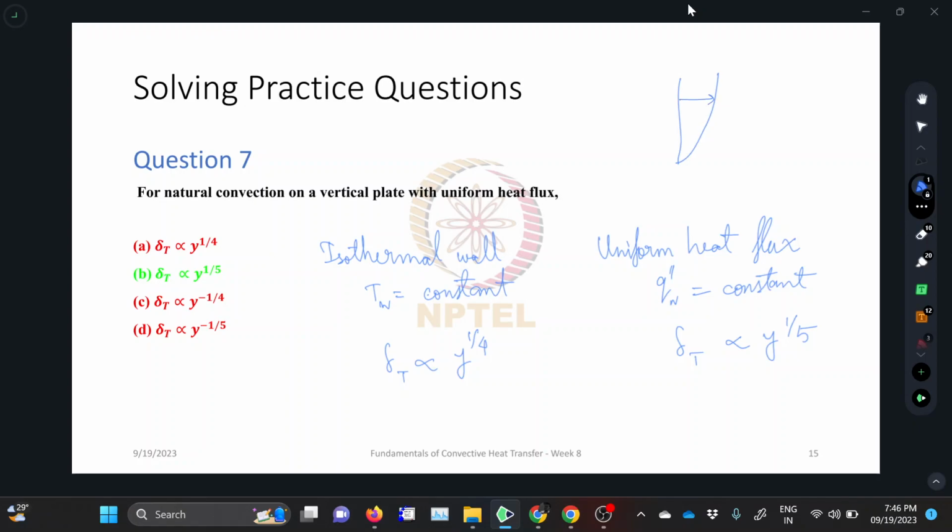So in a simple case like this, where y is this way and x is this way, this delta T would grow as the 1/5 power of y. So there will be a sharp increase when y is low, and this would become smoother and smoother as y increases.